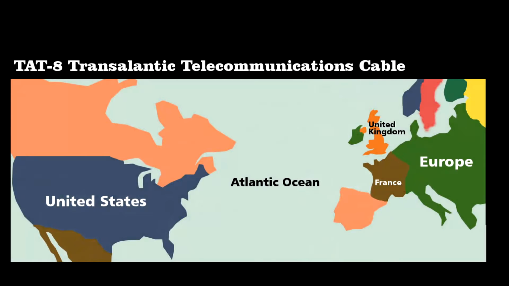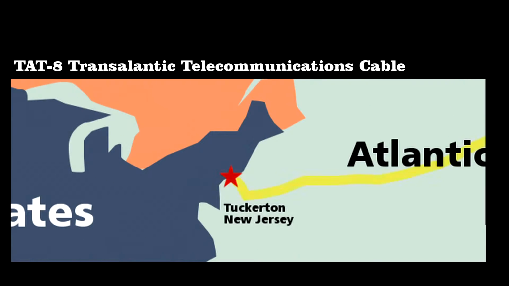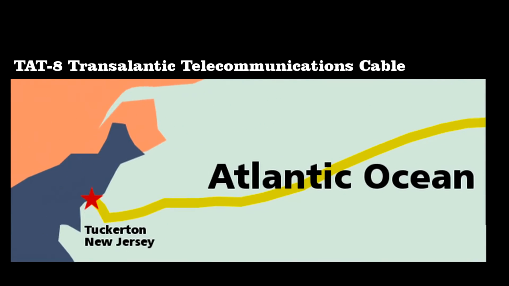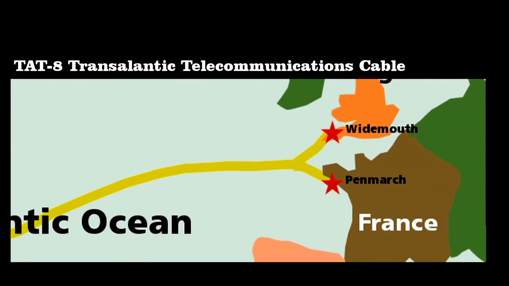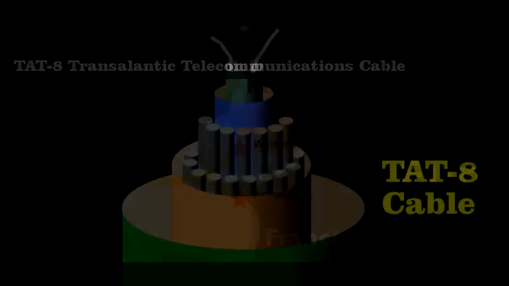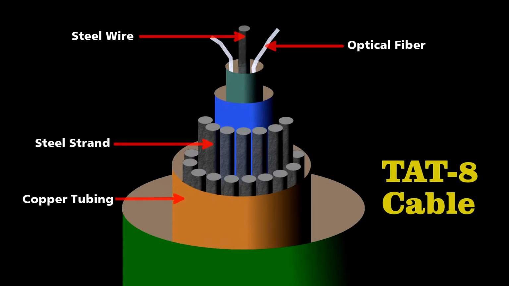One of the greatest engineering achievements was the first ocean-spanning fiber optic cable. Called TAT-8, it extended from Tuckerton, New Jersey, following the ocean floor over 3,500 miles until branching out to Whitmouth, England, and Ponmarsh, France. Engineers designed the cable carefully to survive on the ocean floor.